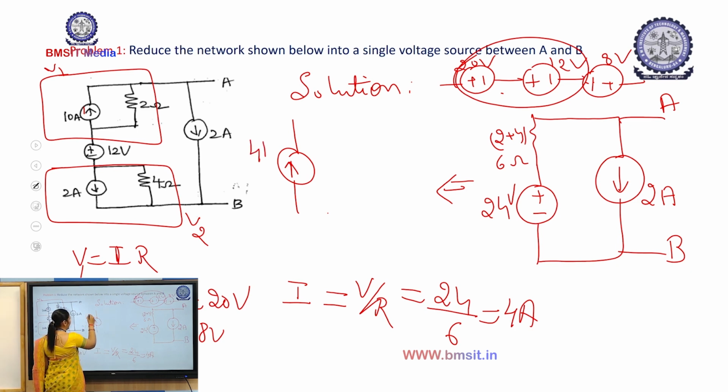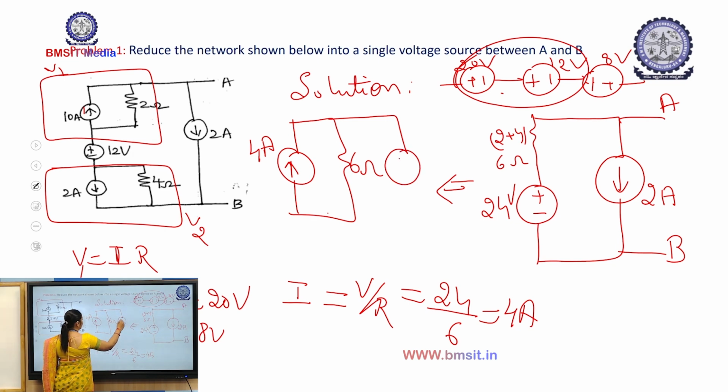This is 4 amps. And what about the resistor? The resistor should be connected in parallel to this source. And what should be the resistor value? The resistor value is 6 ohms. Then you have one more source, which is 2 amps, connected between A and B.